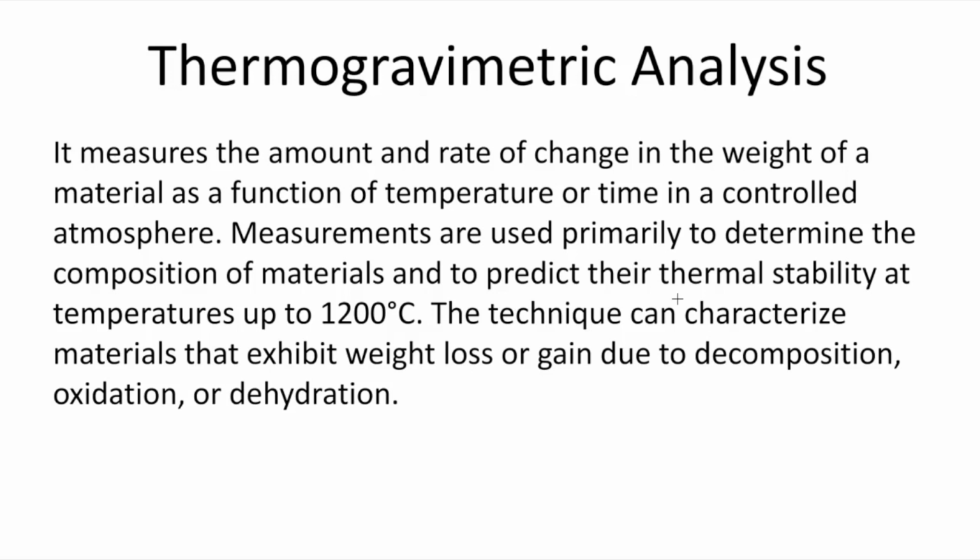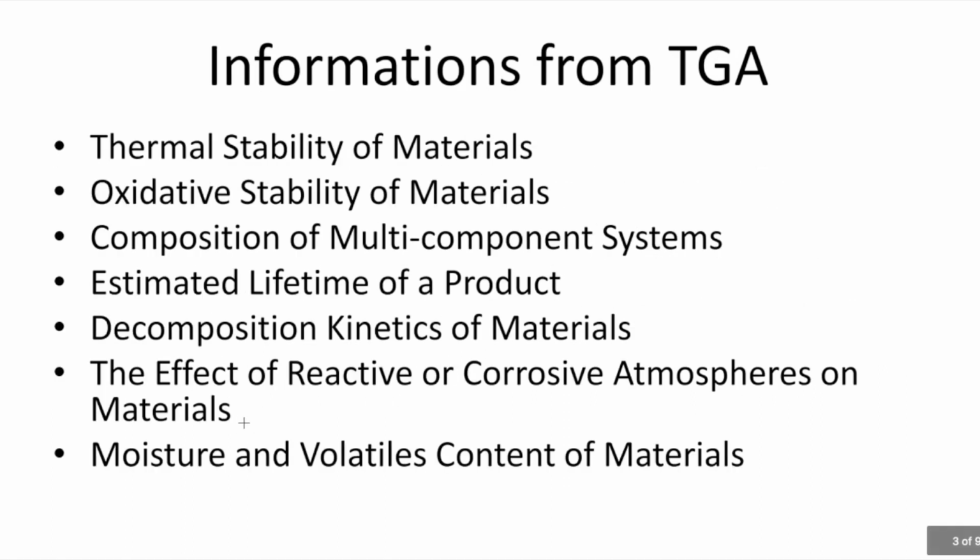The next technique is thermogravimetric analysis, and it measures the amount or rate of change of weight of a material as a function of temperature or time in a controlled atmosphere. Measurements are used primarily to determine the composition of the material and to predict thermal stability at temperatures up to 1200 degrees Celsius. The technique can characterize materials that exhibit weight loss or gain due to decomposition, oxidation or dehydration. Okay, so these are the processes which can be distinguished on the basis of thermogravimetric analysis. In short, it is called TGA.